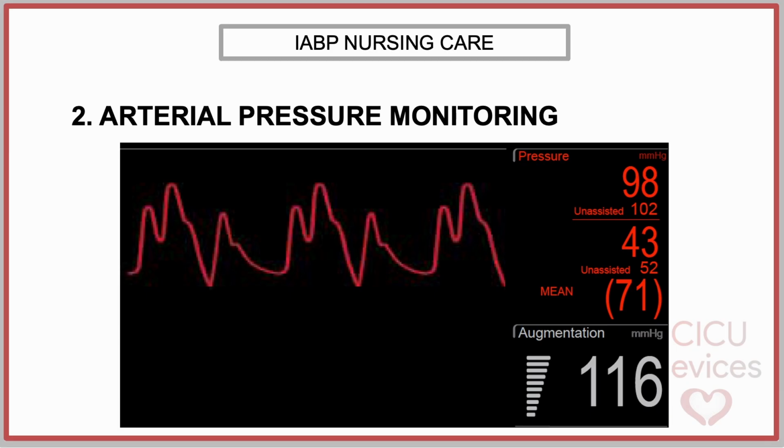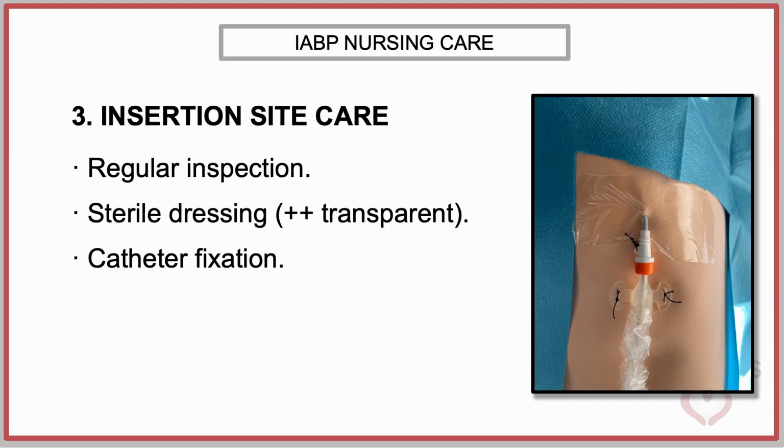These typically include the patient's native systolic and diastolic arterial pressure, the mean arterial pressure, and the augmented diastolic pressure produced by the balloon. Regular inspection of the vascular access site is essential to detect early signs of potential complications such as bleeding, hematoma formation, infection, or catheter displacement. The catheter and surrounding area should remain covered with a sterile dressing to ensure adequate protection of the insertion site. Transparent dressings are commonly used because they permit continuous visualization of the puncture site without the need for frequent removal.